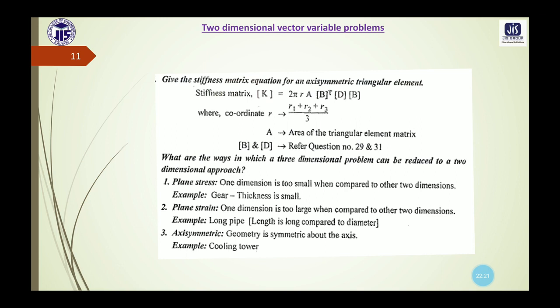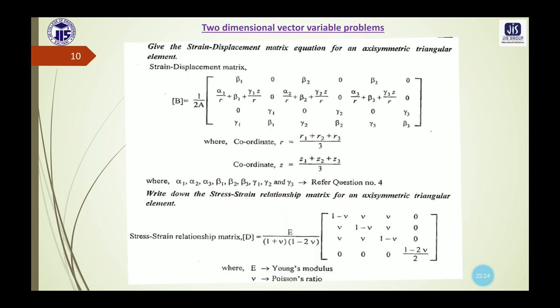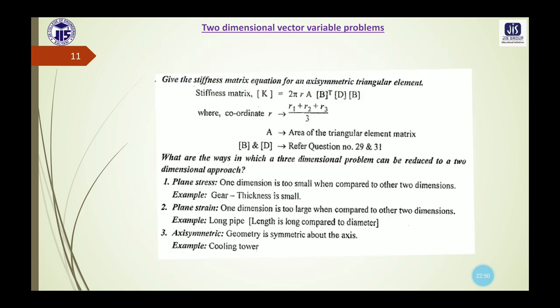And what are these B and D? B is the strain displacement matrix which we have seen in the earlier slide, and this is the formula of the strain displacement matrix B. And D is the stress-strain relationship matrix that we can see in the second question of the slide. So these two formulas are required to calculate the stiffness matrix. And there is one more part, BT, the transpose of the B matrix, which we also need to find.